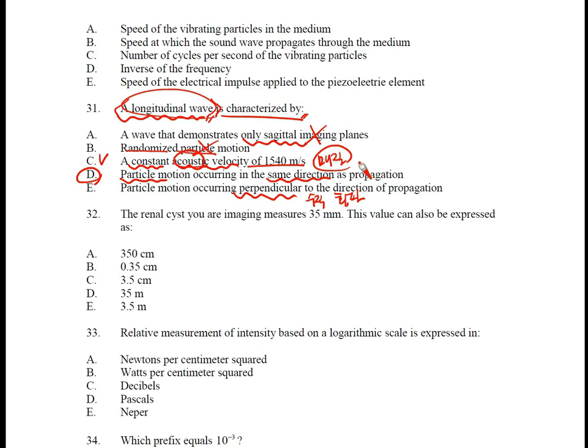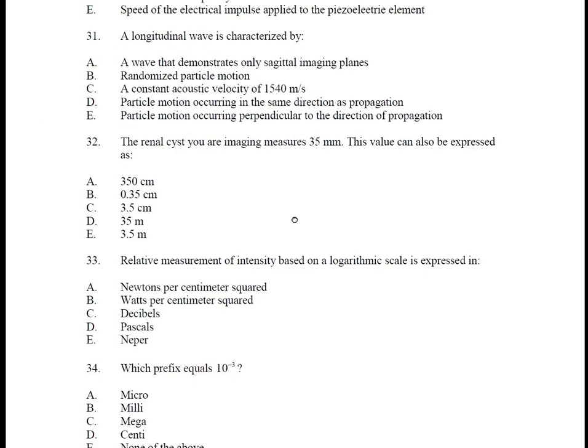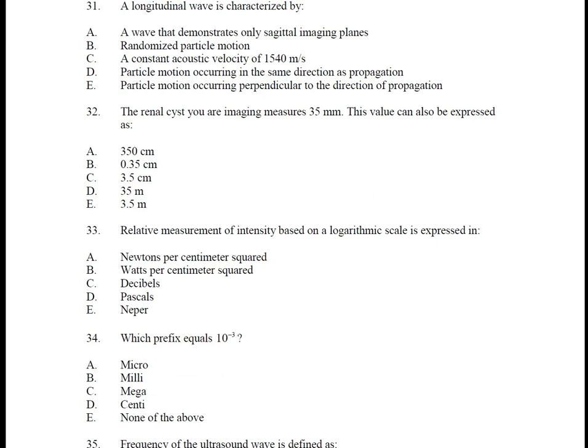Now, let's move on and look at question number 32. If you look at the sentence, it says that the renal cyst was examined and measured at 35 millimeters. This question asks you to choose the option that has the same value as the one given here. Simply put, it's a unit conversion problem. You can think of this as a straightforward problem pattern that can be solved easily. The correct answer would be option C. 35 millimeters is equivalent to 3.5 centimeters in terms of units.